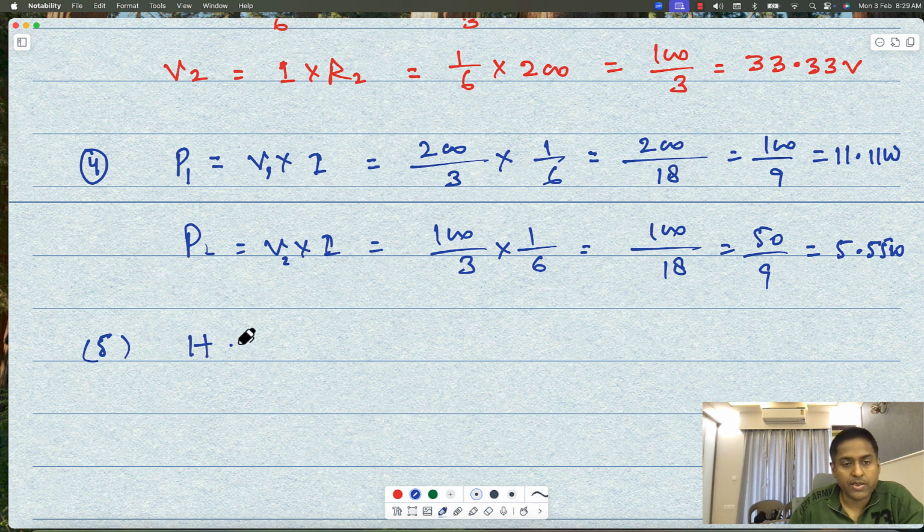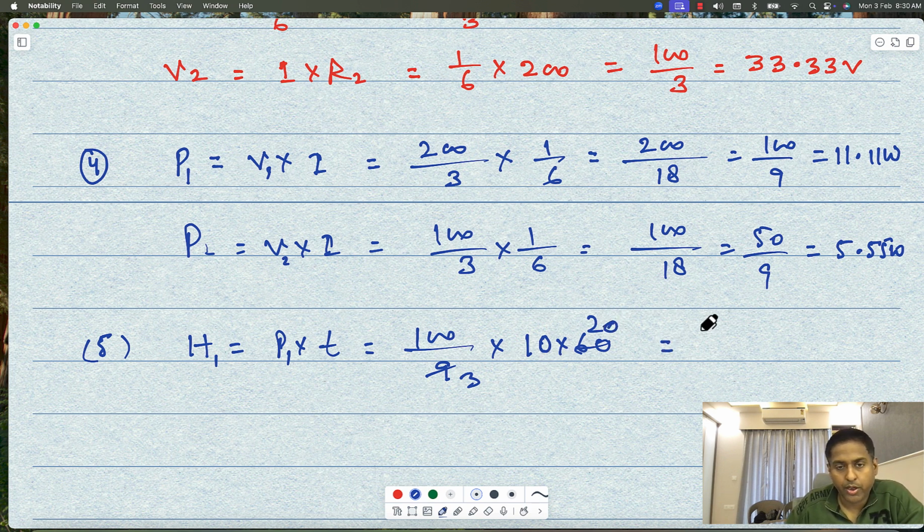So the fifth part of this, heat produced, that's quite easy. Heat produced is power into time. Energy is equal to power into time. So power for the first device, the 25 watt bulb, is 100 by 9. Again, use fractions to get a better result, and time is given as 10 minutes, means 10 into 60. That is equal to 10,000 divided by 3.